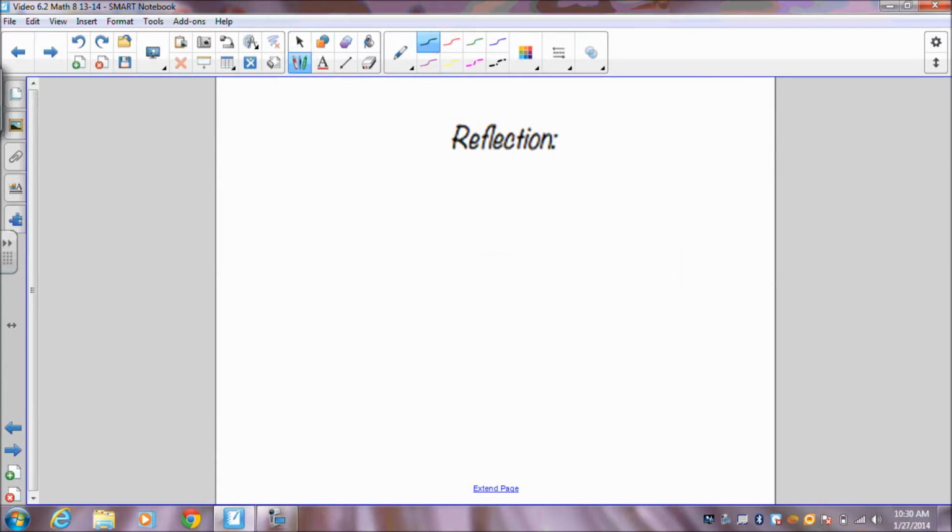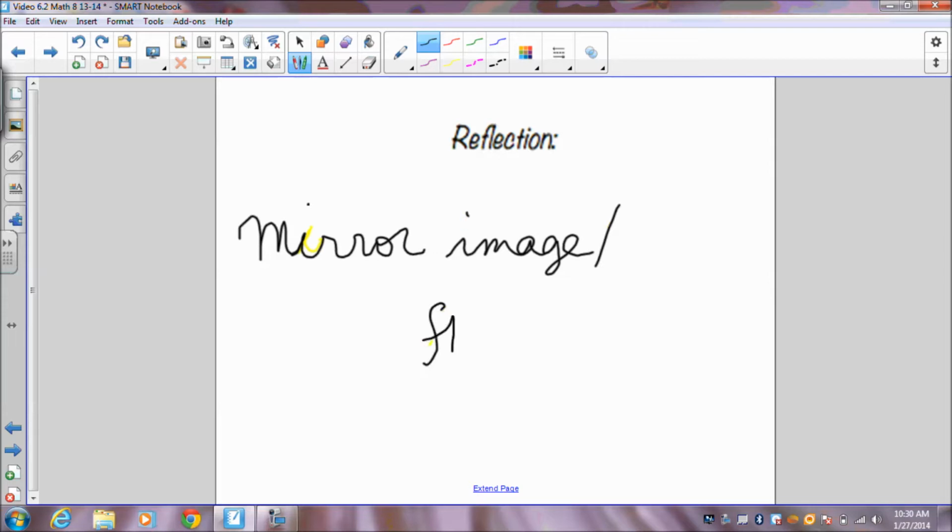So when you think of the word reflection, you should think of looking at yourself in the mirror. So what I'm going to do is I'm just going to write down that a reflection is plain and simply just a mirror image. So reflection is just plain and simply a mirror image. Okay. Another word for a reflection is just a flip, because all you're doing is you're taking something and you're flipping it on the other side of a line.